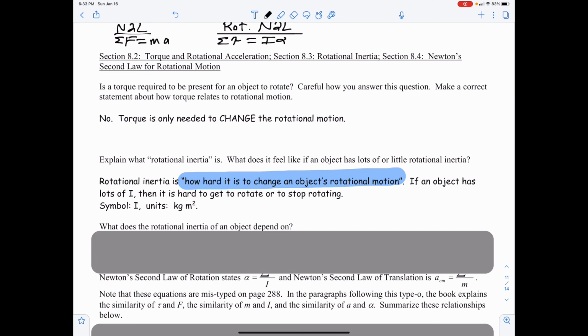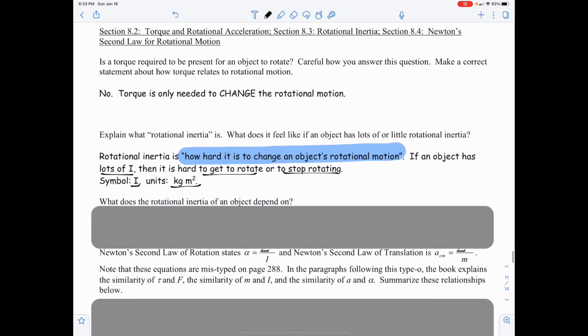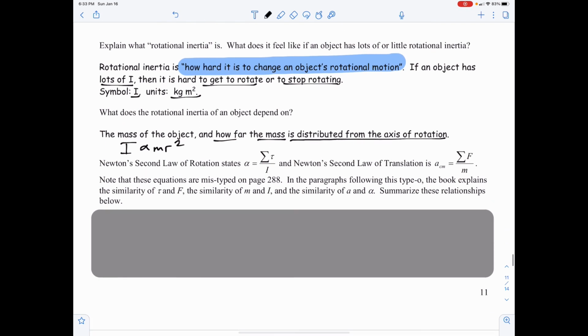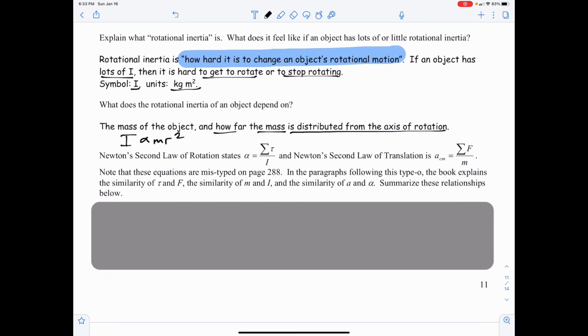If an object has lots of rotational inertia, it's hard to get it rotating, or it's hard to stop it from rotating. The symbol, the variable, is I, and the unit is kilogram meters squared. What does it depend on? Well, it depends on the mass of the object, and it depends on how far the mass is distributed from the axis of rotation. We're going to see this a little bit later on, but I is proportional to mr squared.